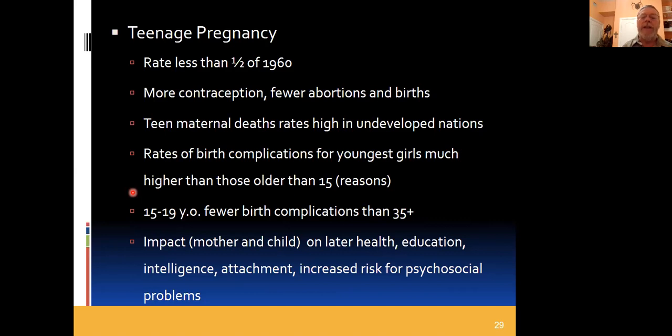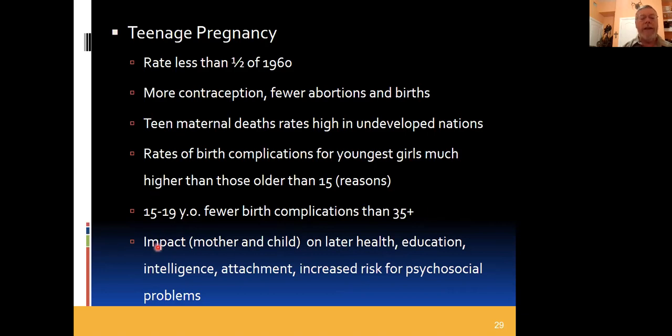Rates of birth complications for youngest girls are much higher than for those older than 15. So the adolescent who gives birth to a child before age 15 is more likely to have birth complications than if they did at age 16 and up. Notice adolescents, when they pass age 15, between 15 and 19, actually have fewer birth complications than women who are over age 35.